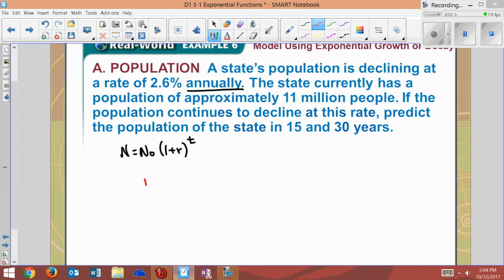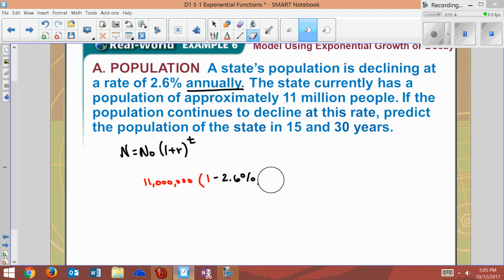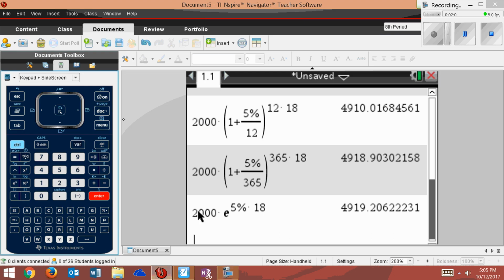It originally has 11 million people, and it's going to decrease by negative 2.6%. All right, it's negative because it's decreasing. So we have that, and we're going to do this for 15 years, and we'll also do it for 30 years. So let's go to the calculator here.